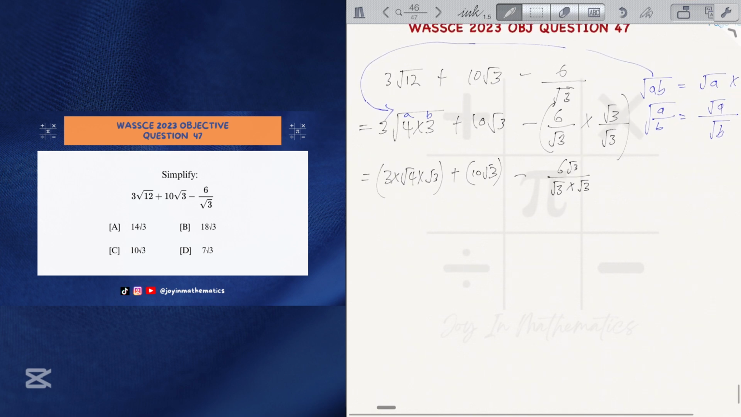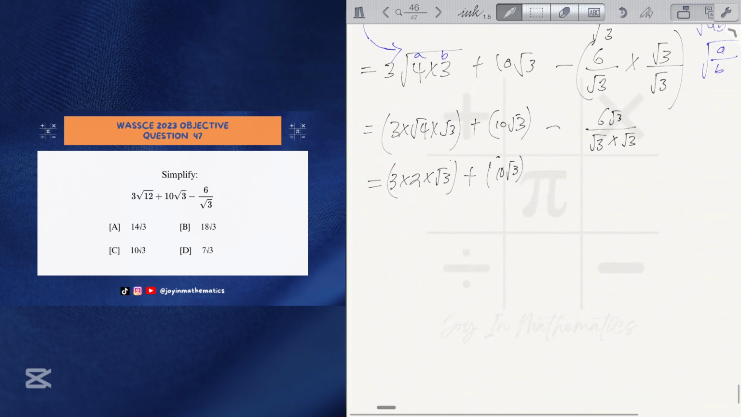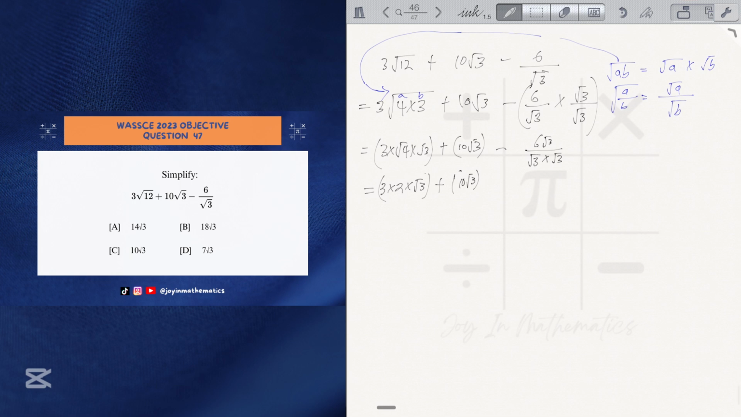So in view of this now, we will have 3 multiplied by root 4. Root 4 is equal to 2. So 3 multiplied by 2 multiplied by root 3 plus 10 root 3. Now if we look closely at this, we are going to apply the first rule of surds to the denominator, such that we are going backwards of root A multiplied by root B.